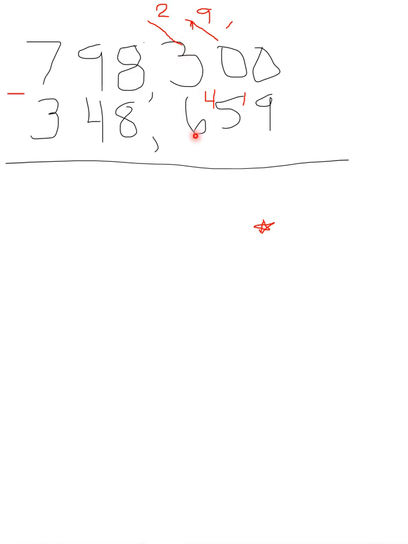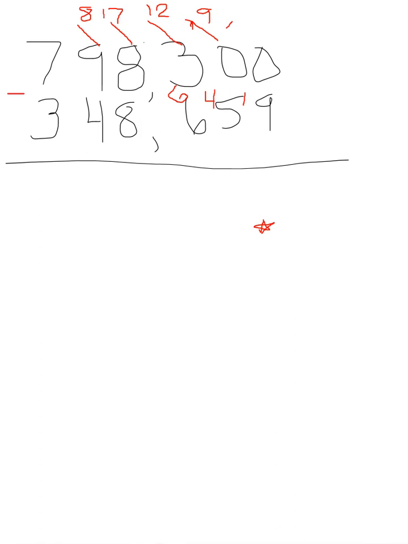I can't take 600 from 200, right? So I'm going to come over here and borrow 1,000, make that a 7,000, make this 1,200. 1,200 minus 600 is 6. And again, I cannot take 8,000 from 7,000. So I'm going to borrow 1,000 over here and make that an 80,000, I'm sorry. Make this 17,000.